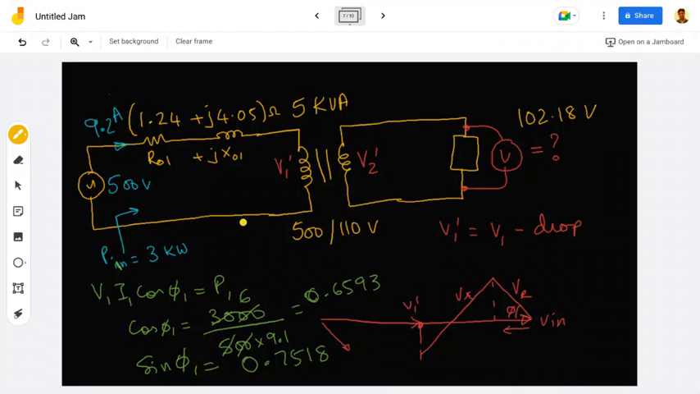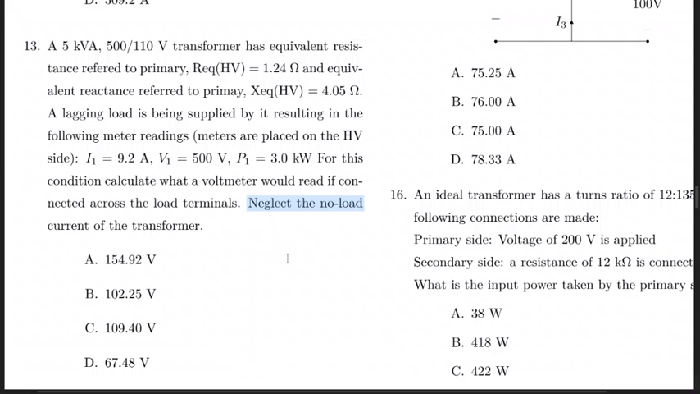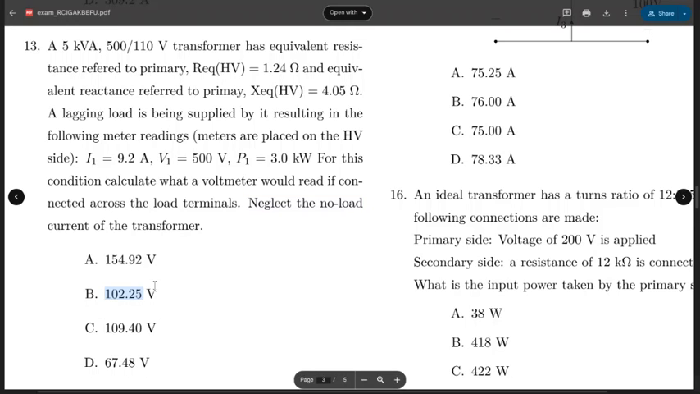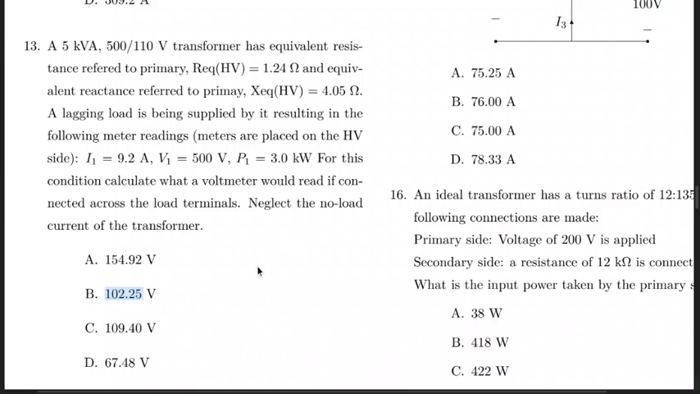Let us check what are the choices. So 102.25 is the closest choice. So I'd go with answer as B. So again, I repeat, this is not the only method to solve it. The other method I will just quickly show you.